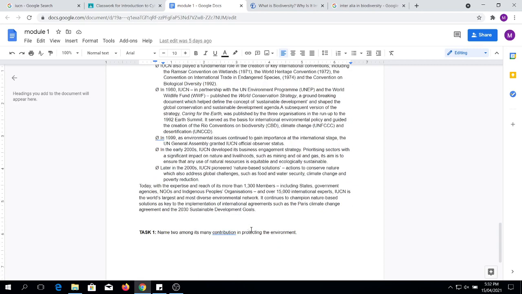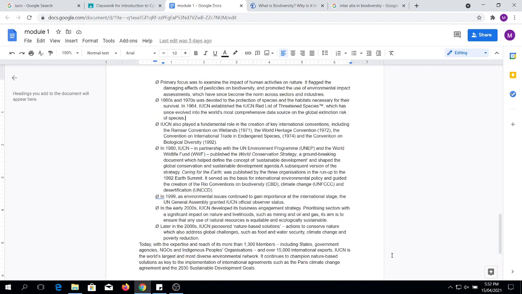Then, today, with the expertise and reach of its more than 1,300 members, including the states, government agencies, NGOs, the indigenous people, and over 15,000 international experts, our international organization is considered the world's largest and most diverse environmental network. It continues to champion nature-based solutions as key to the implementation of international agreements such as the Paris Climate Change Agreement and the 2030 Sustainable Development Goals.